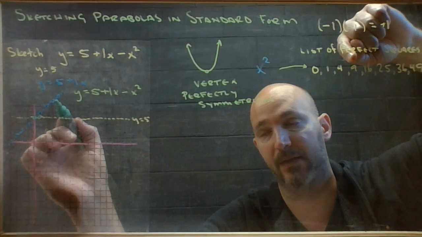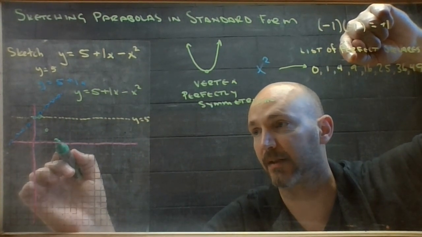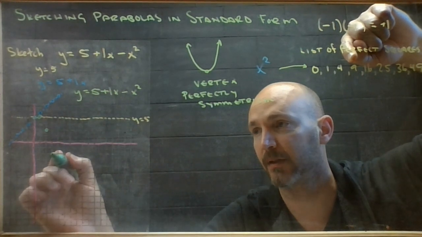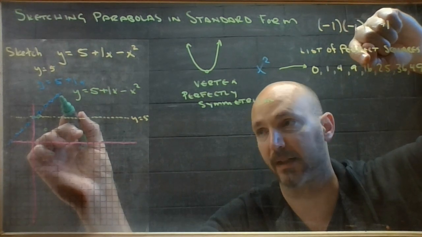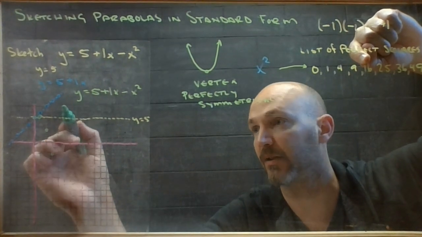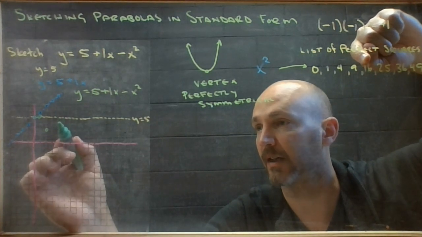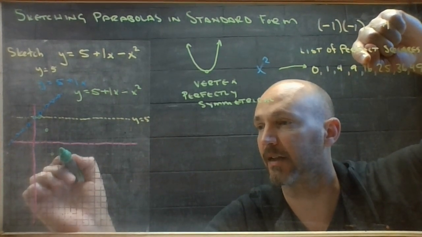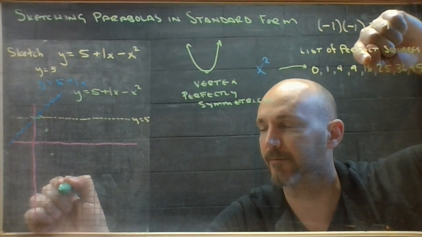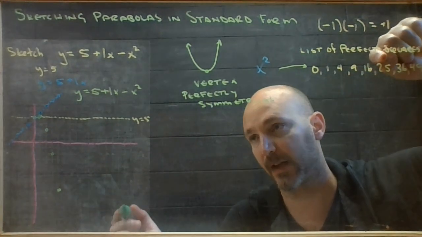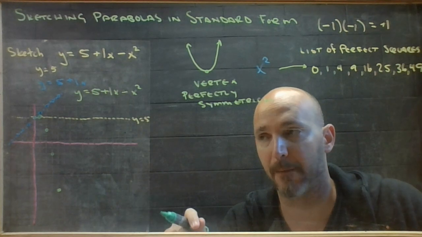Next step, I have to take off 9. 1, 2, 3, 4, 5, 6, 7, 8, 9. Next step over, I have to take off 16. 1, 2, 3, 4, 5, 6, 7, 8, 9, 10, 11, 12, 13, 14, 15, 16. The next one I would have to take off 25, and that's going to put me off my grid, so I can stop.